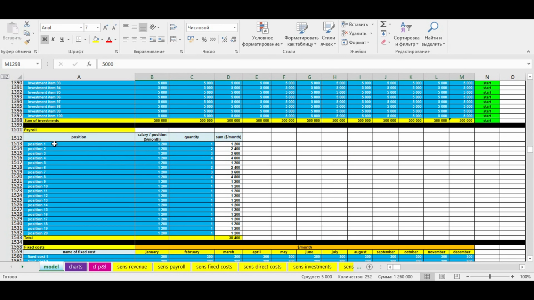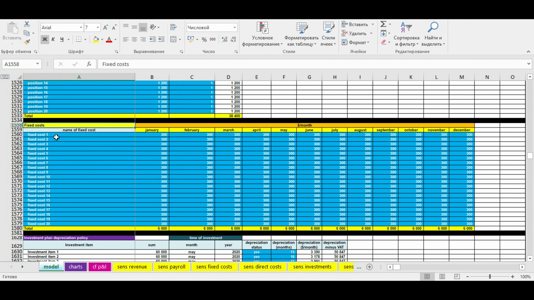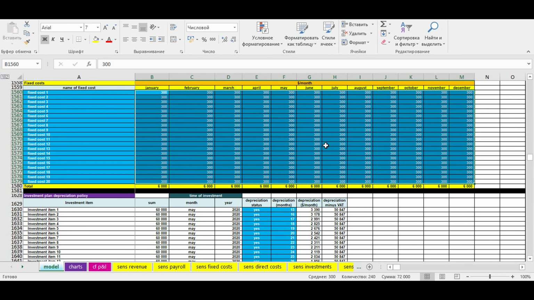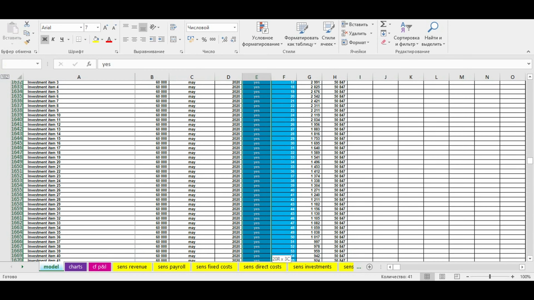Then we have a payroll table where we mention salaries, positions, and the amount of people on each position. Our dance classes may also have some fixed costs which can be specified here. We've marked a typical year where you can put your fixed costs even if they have some seasonal fluctuations. Going ahead, we also have a depreciation table. If we have a depreciation for the investment item, we can set the depreciation status and specify the period of depreciation in months.